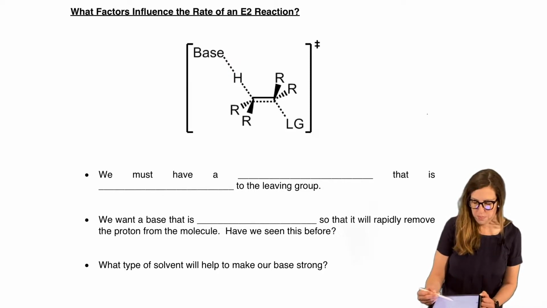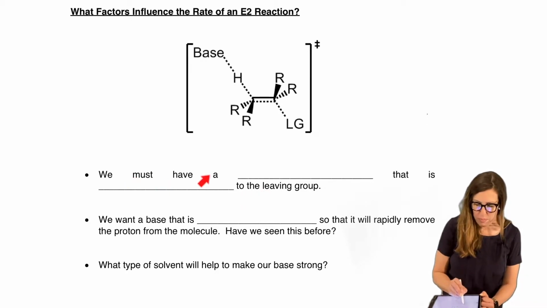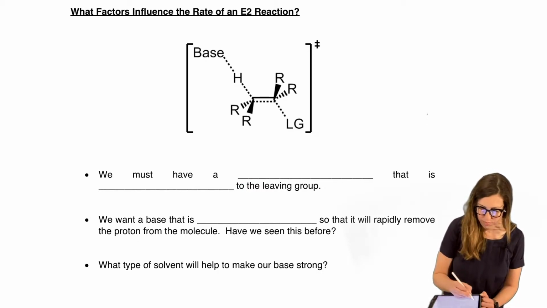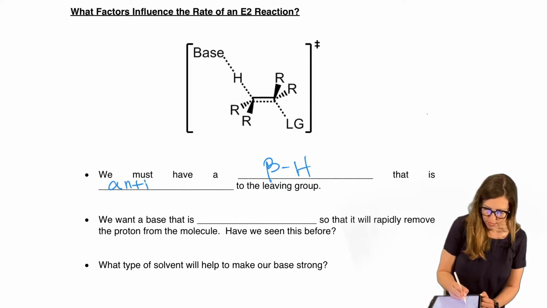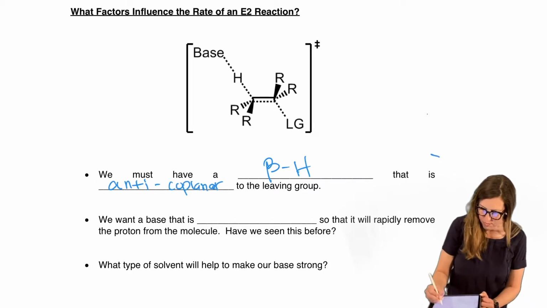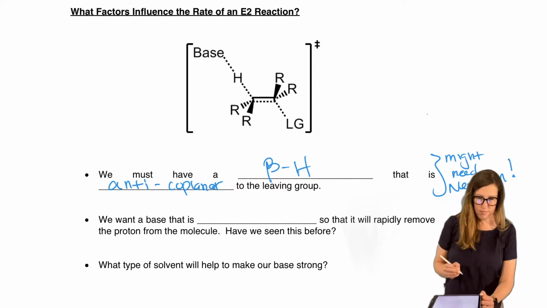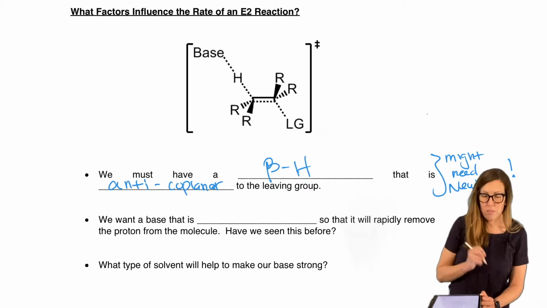So in other words, we need to have a leaving group. We must have a beta H, anti to the leaving group. Anti-coplanar. So that means you might need a Newman. We want a base that is strong because we're taking off an H.